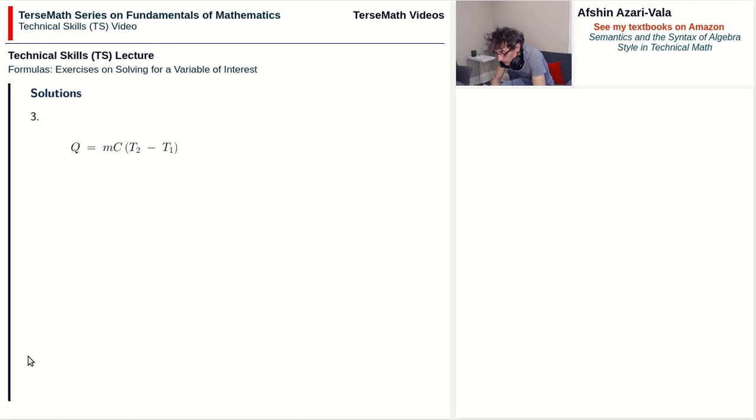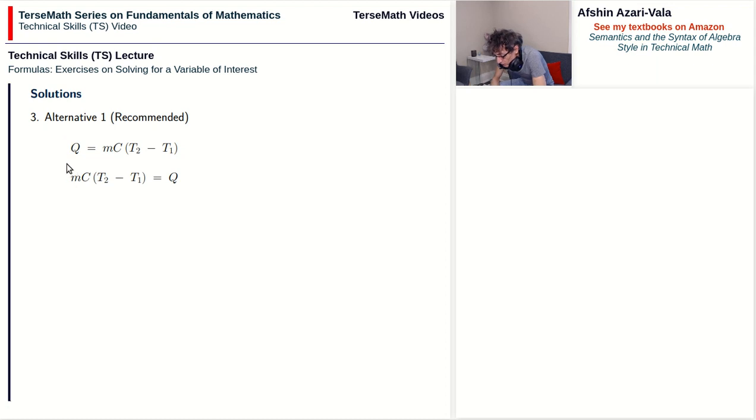Problem 3, q is equal to mc times t2 minus t1. This has to do with the heat that enters an object and changes its temperature. Now we want to solve this for c. And here alternative 1, which is recommended, let's switch sides, bring unknown to the left. mc times bracket t2 minus t1 equals q.